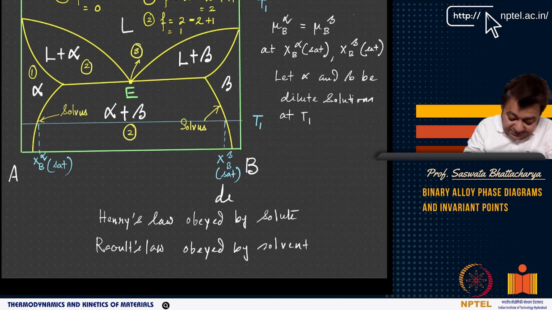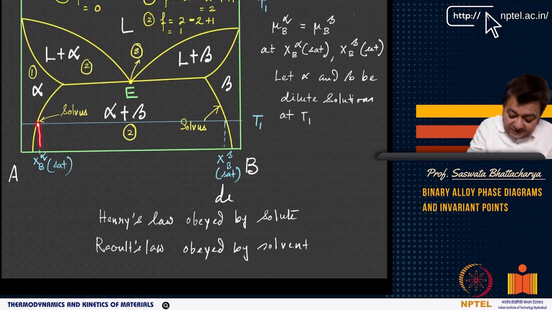So this basically represents at temperature T1 the alpha-beta equilibrium, that is, alpha-beta coexistence, and the compositions at which alpha and beta coexist are XB alpha sat and XB beta sat, right? So this is basically the saturation or the solubility limit at temperature T1. This is the solubility limit at temperature T1.